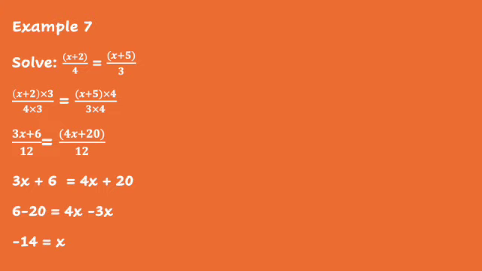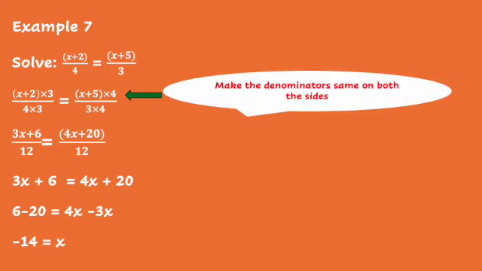In our next example, we have (x plus 2) divided by 4 equal to (x plus 5) divided by 3. We need to solve, means we need to get the value of x here. And we can see here the denominators are different. So first step would be to make the denominators same. For that, on the left hand side, we multiply and divide by 3. And on the right hand side, we multiply and divide by 4. We are making the denominators same on both the sides.